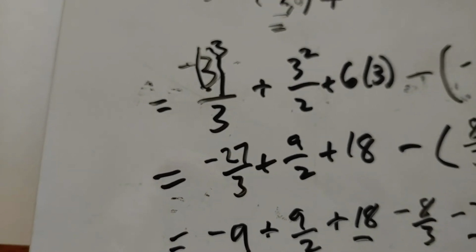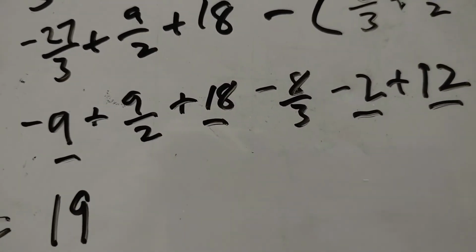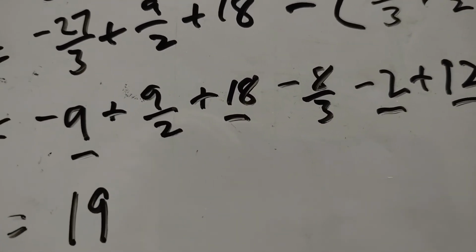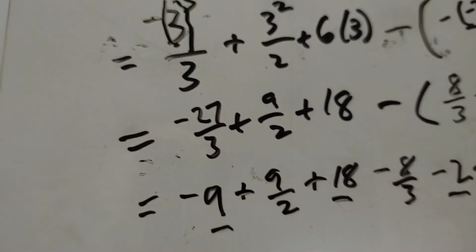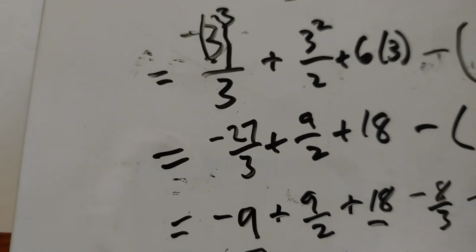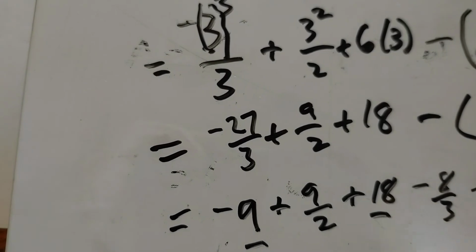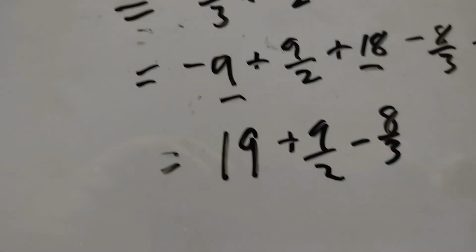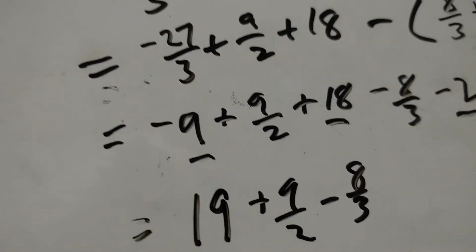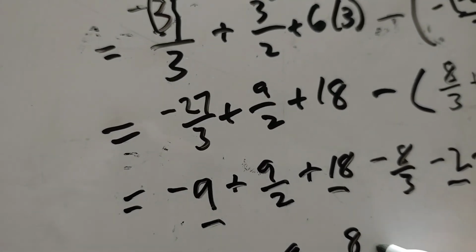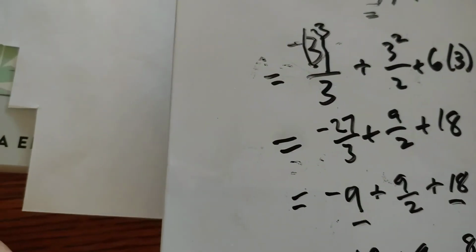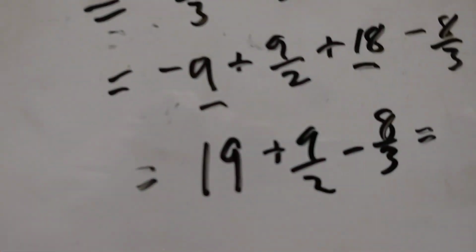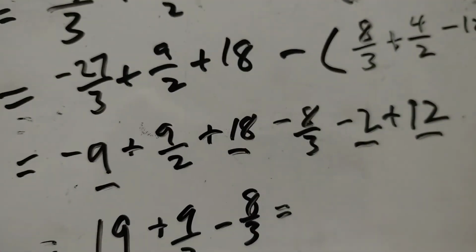And now the only thing I have left is plus 9/2 minus 8/3. Let me write that down. Plus 9/2 minus 8/3. Okay, this is taking longer than I thought it was going to take. Sorry about that. This will be my last problem, by the way. I don't like to go too long, otherwise it gets boring.